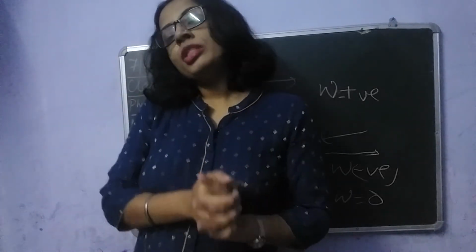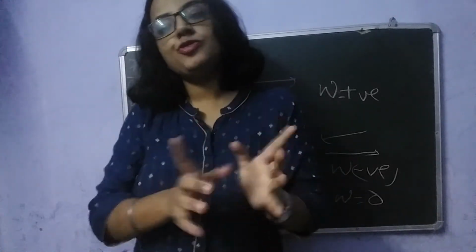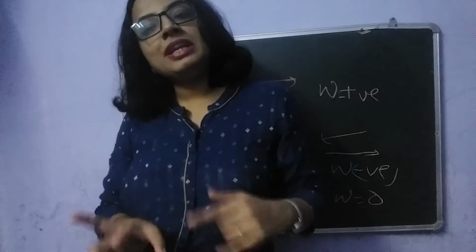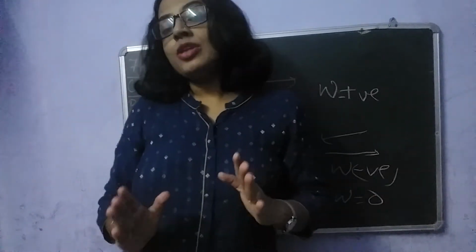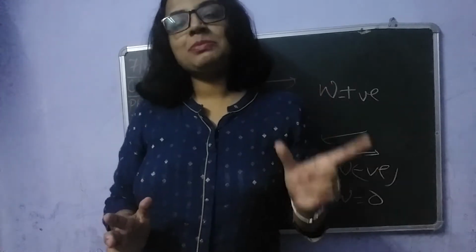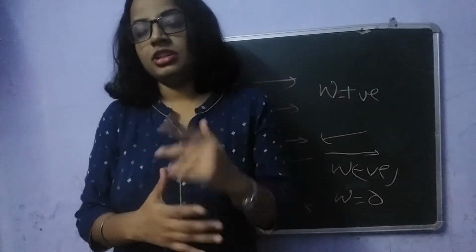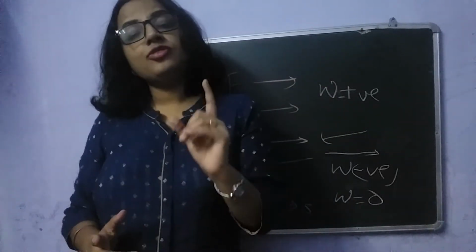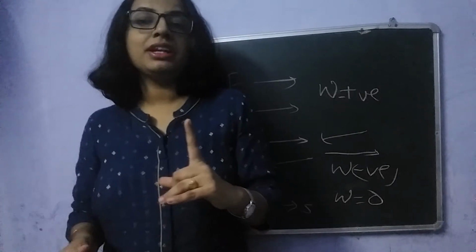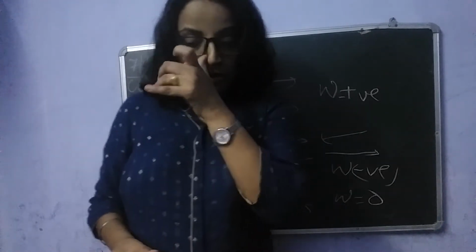Also, work done is positive if force and displacement are in the same direction. When force and displacement are in opposite directions, take an example of friction, then the work done will be negative. If force applied and displacement are perpendicular to each other, then the work done will be 0.